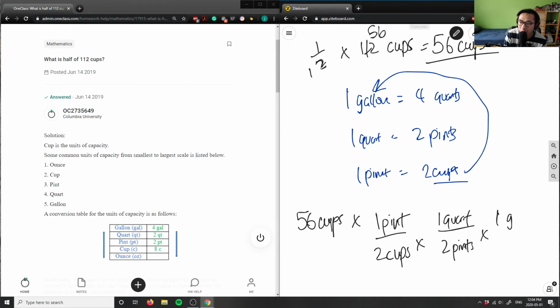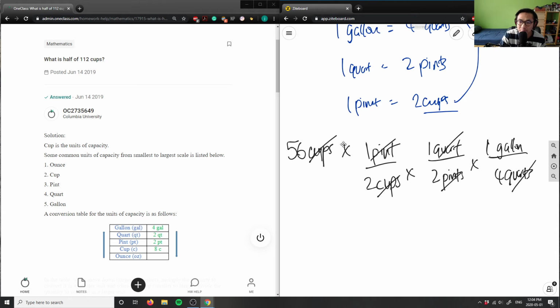And finally, 1 gallon here is 4 quarts, right? So as you can see, my units are canceling out. Cups cancel out here. Pints cancel out. Quarts cancel out. I'm left here with gallons, and that's what I want, right? So I have 56 times a half times a quarter, or you can say 56 divided by 2 divided by 2 divided by 4. So 56 divided by 2, which is 28, divided by 2 would be 14, divided by 4 would be 3.5 gallons here.